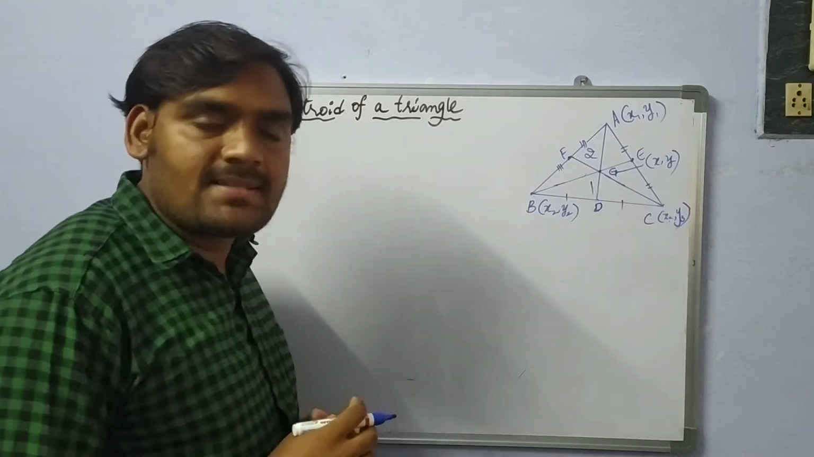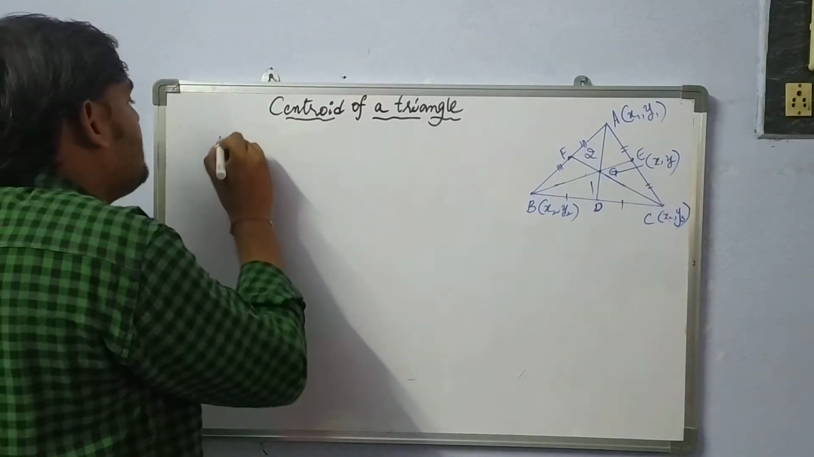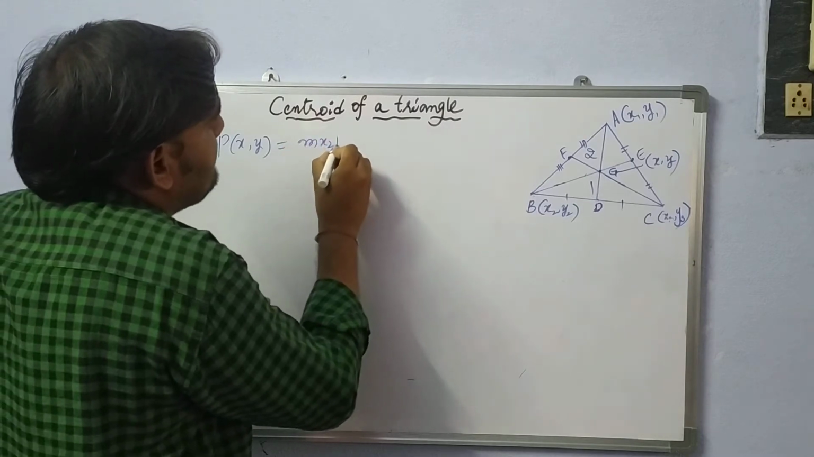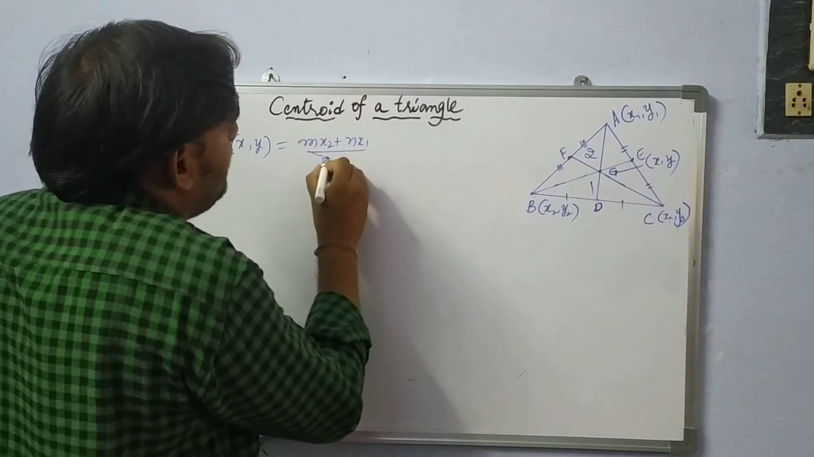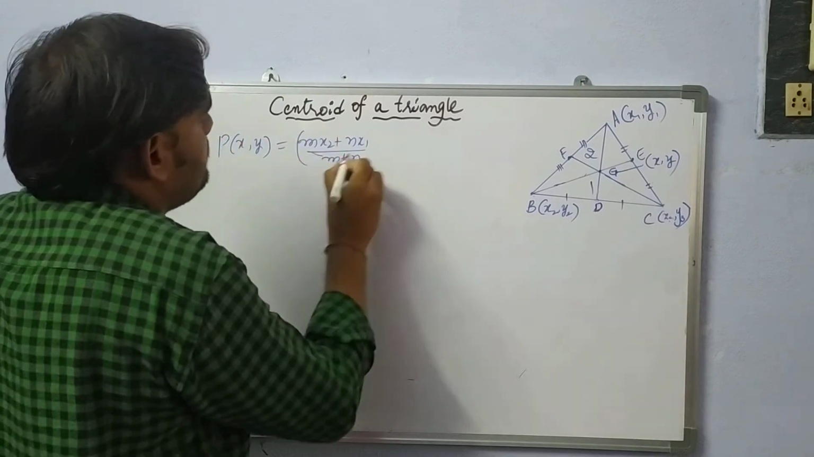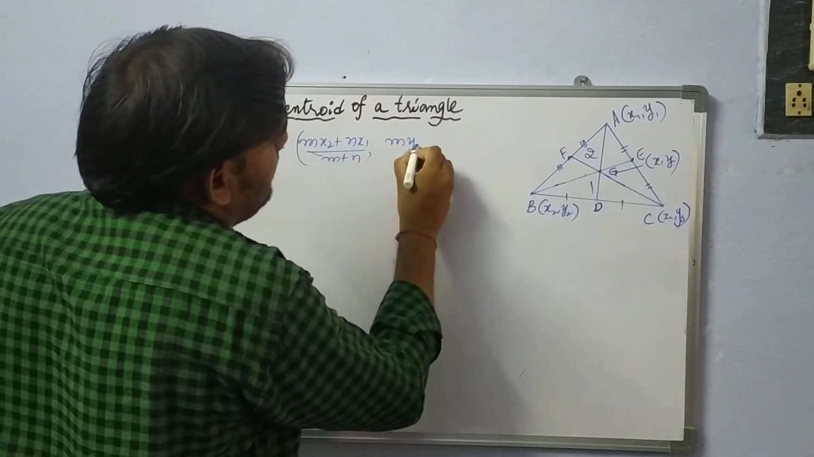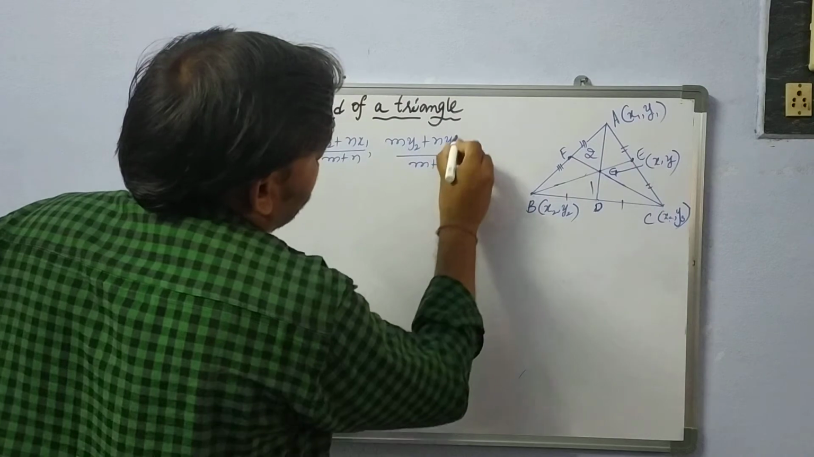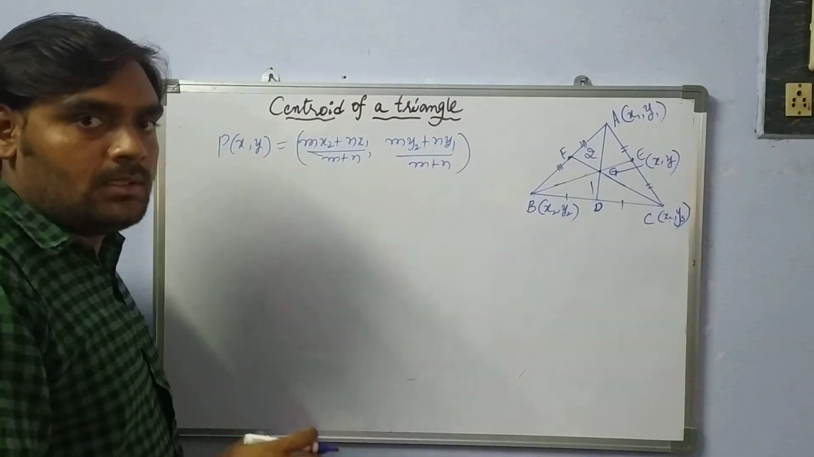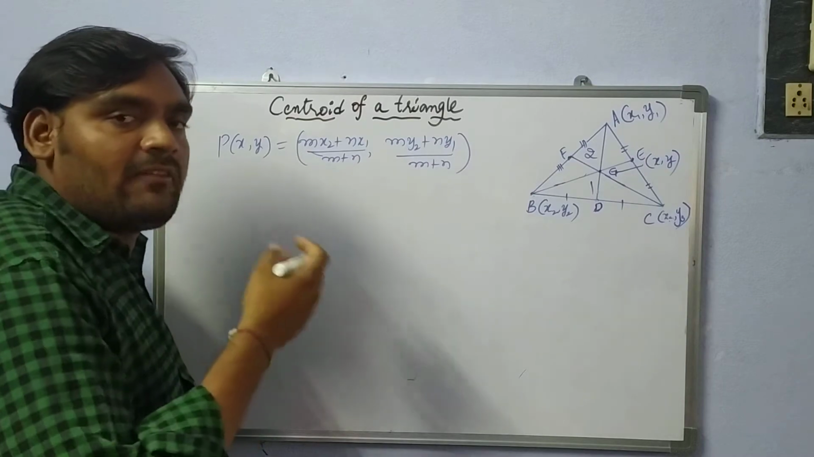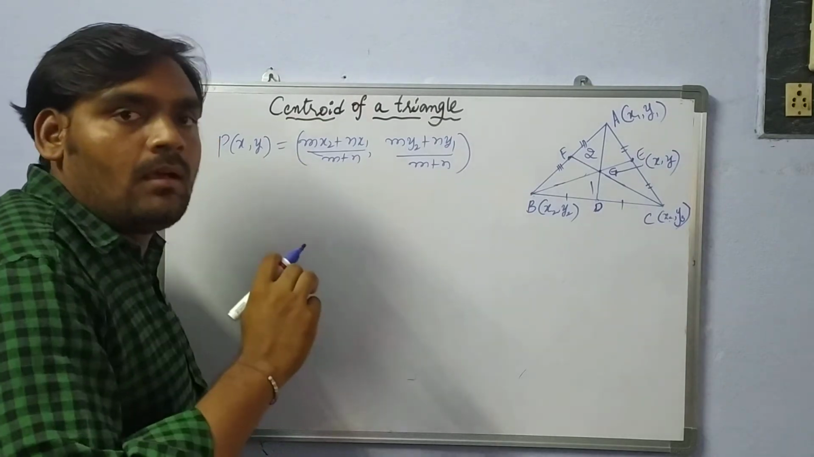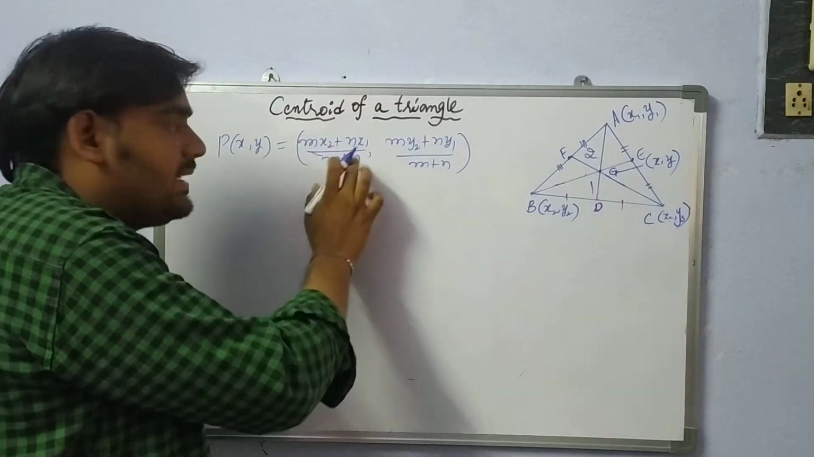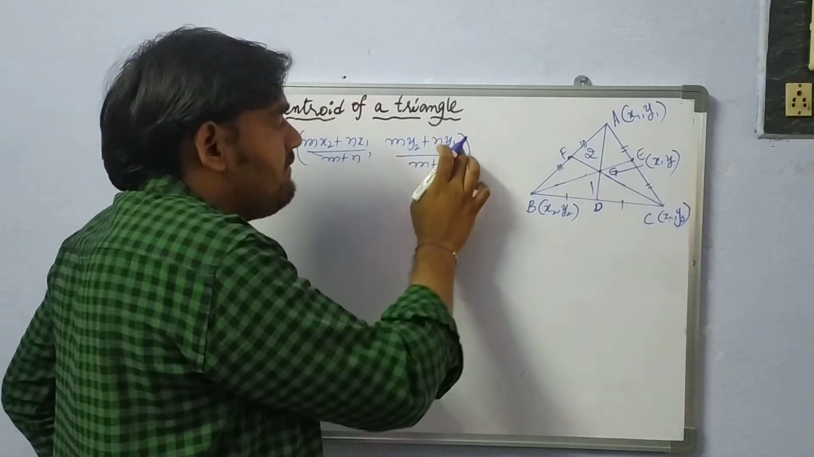First we have to recall the section formula. The section formula: P(x, y) is equal to ((m x2 plus n x1) by (m plus n), (m y2 plus n y1) by (m plus n)). This is the section formula. It means a point which divides the given line segment in the ratio m to n internally is P(x, y) equal to ((m x2 plus n x1) by (m plus n), (m y2 plus n y1) by (m plus n)).